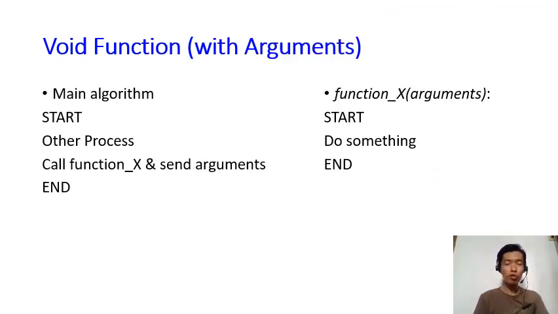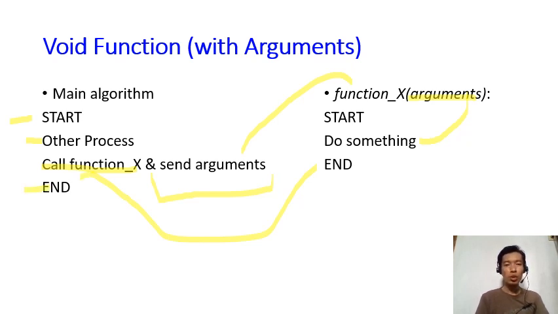So this is the simplest form of our code. We start the algorithm, there are other processes, and then we call the function x, but at the same time we also send the arguments, such that when we call the function, it will receive the arguments, and then inside the function it will do something, and then it will use this argument when it does the process inside the function. Okay, once the function ends, it will go back to the main algorithm, and in this case the algorithm ends.